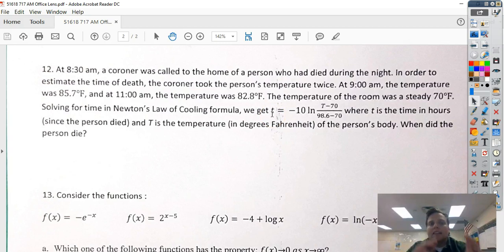We've made this, it's not like the project. It's similar to the project, but it's not like the project, okay? In this situation, all you need to do is pick one of the two measurements. So like, let's use 85.7.